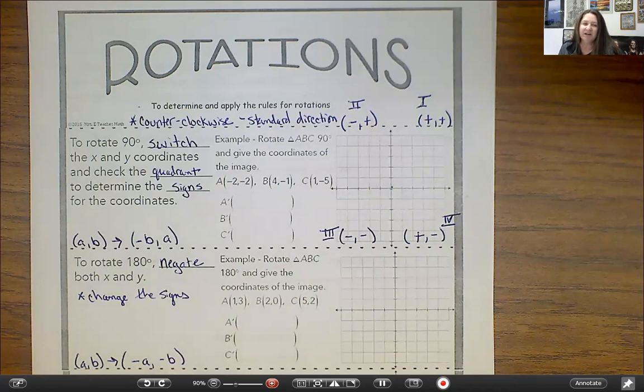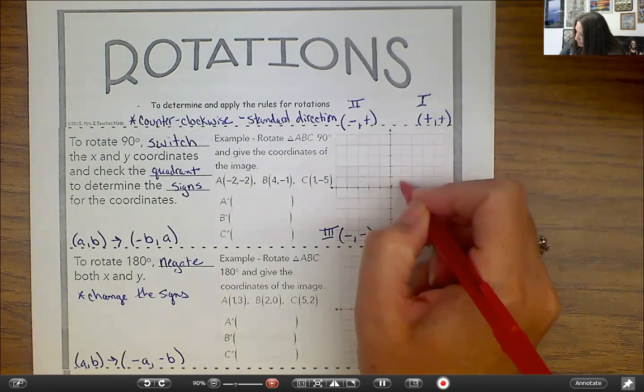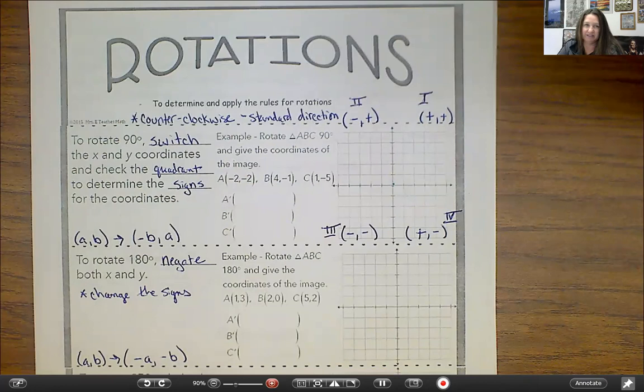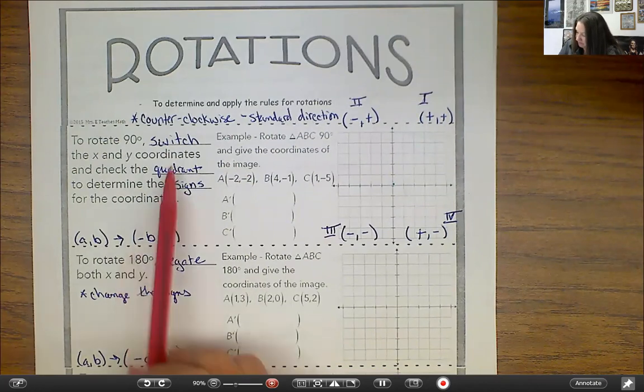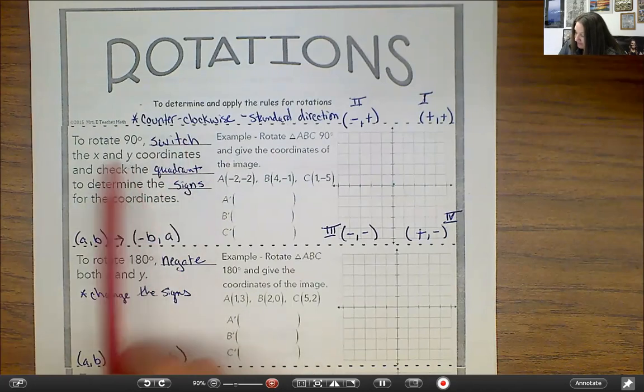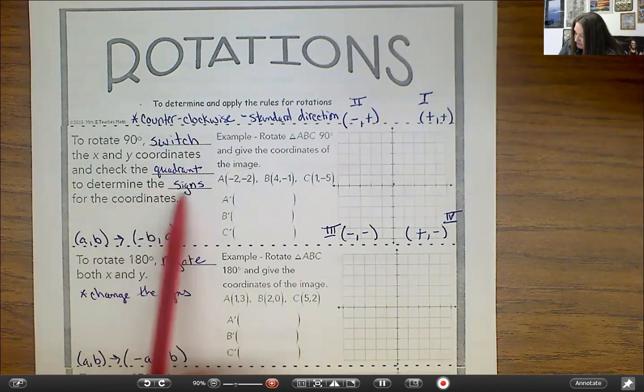Now, when we talk about a 90-degree rotation, 90 degrees is moving one quadrant on your graph. If you look at your XY coordinate plane, the first quadrant makes a 90-degree angle. So just keep in mind, if you're rotating or turning 90 degrees, if you start in the first quadrant, you're going to move to the second. You've moved 90 degrees. To be able to do that, we're going to follow this procedure. We're going to switch our x and y coordinates, and we're going to check the quadrant to determine the signs of what those coordinates should be.